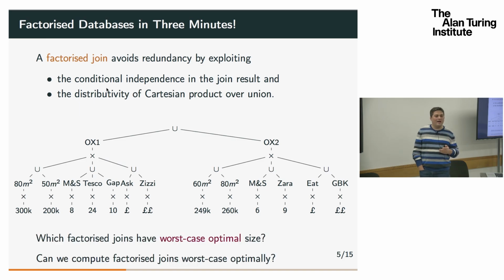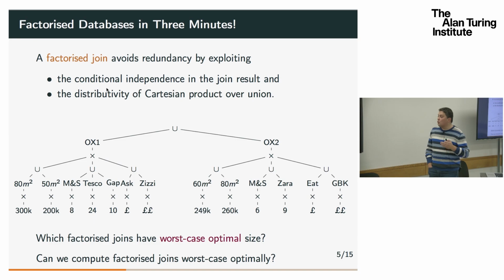The questions we ask ourselves, and answer positively, are: which factorized joins have worst case optimal size? That is, if you look at possible structures that would exploit the conditional independence in the data, what would be asymptotically the smallest? Can you characterize, given any join query on your database, the worst case optimal size for a representation of its result, regardless of the database? And we can answer this question. That is the interesting thing.